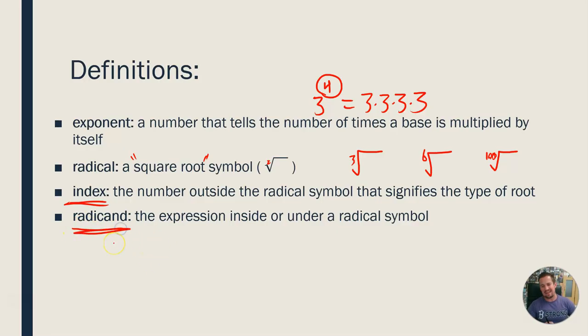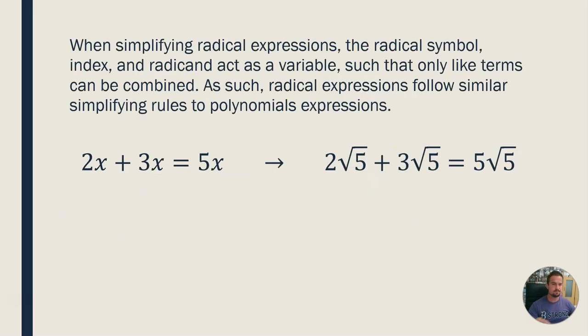And note the radicand. That's a word maybe we don't toss around as much, but a radicand is the expression that's inside or underneath the radical symbol. So whatever's under here, say this is 4x squared, that is the radicand, whatever I'm taking the root of. So when I'm simplifying radical expressions, the radical symbol, index, and radicand almost act as a variable, similar to the fact that only like terms can be combined when I'm adding or subtracting.